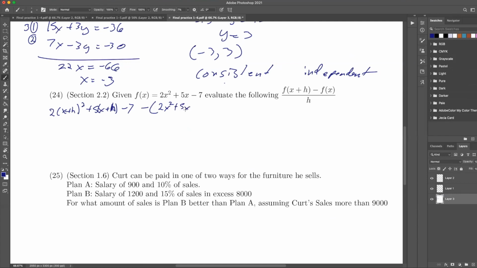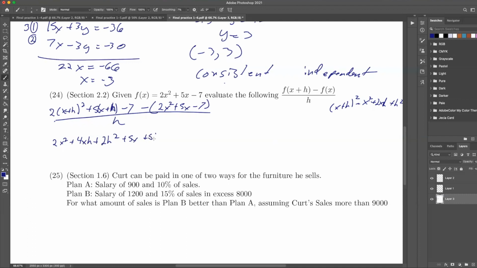So here we'll just plug in f of x right here, all divided by h. The next thing we want to do is expand this out. So it'll be 2x squared plus 4xh. Because notice here, let me write this over here real quick, x plus h squared is equal to x squared plus 2xh plus h squared. And so when I multiply by 2, I'll get 2x squared plus 4hx plus 2h squared plus 5x plus 5h.